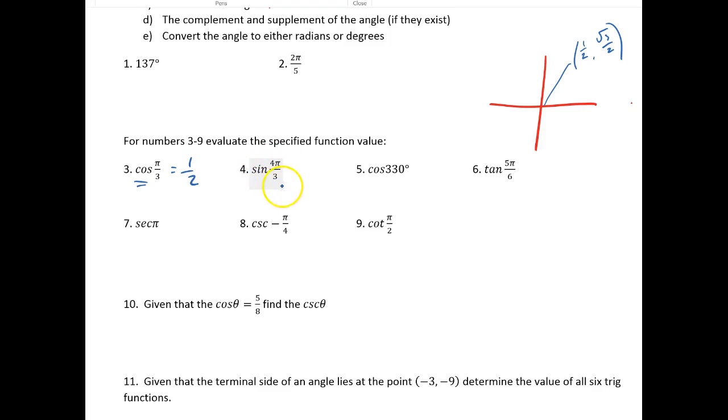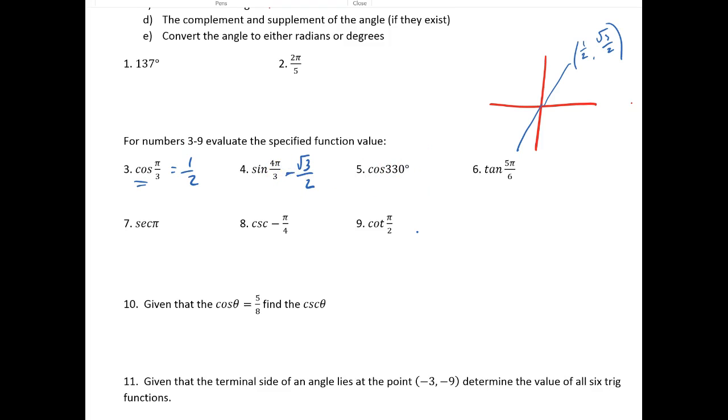The sine of 4 pi over 3, well, 4 pi over 3 is down here in this quadrant. It's going to match this point, and you need the sine. So the sine is the y. The y is a root 3 over 2, but since we're down in this quadrant, it's actually a negative, okay?